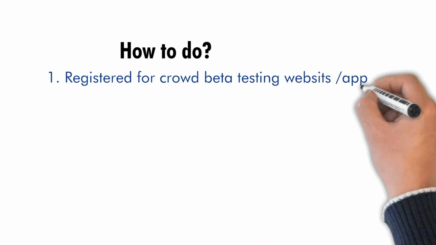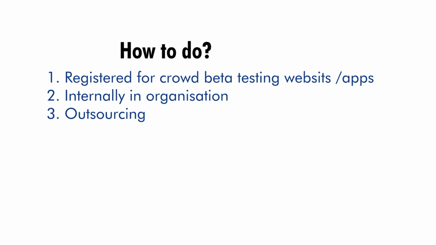How is it done in the industry? There are actually 2-3 ways. First one is, there are registered crowd beta testing websites or apps. You can Google it or check it out, and you can register over there as a crowd beta tester if you want to. Those sites will have different projects which are running as beta testing. You can see over there, and you can choose your suitable project for beta testing. Those sites will pay you on an hourly basis, or depending on the bugs you find, based on their severity or priority.